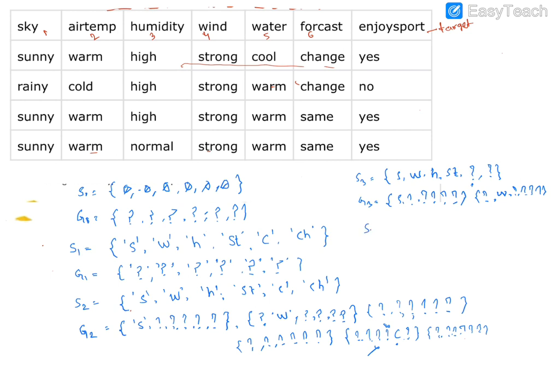And coming to S4, S4 is again positive data. So sunny, warm, normal. Here it is normal, and there it is high. So here we need to consider question mark, and strong as it is, warm already generalized, and G4 is the same. G4 is the same. So this is about the candidate elimination algorithm. Let's look at the program so that it is clear for you.